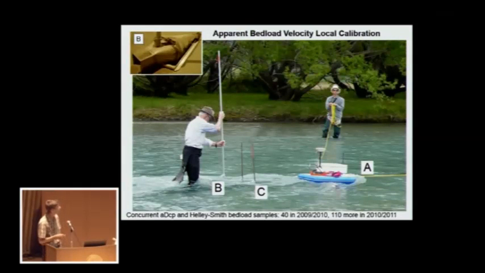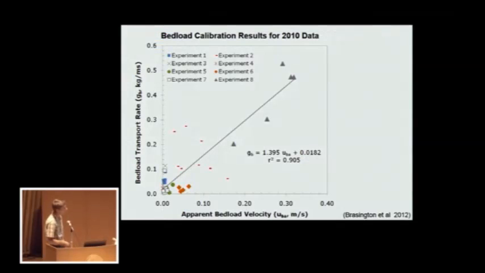So the first calibration effort, here's Murray with his Helly-Smith sampler. I'm holding on to an S5 River Surveyor, and in the first year we collected 40 samples. In the next year we collected 110. The first year of data yielded this calibration relation, and it was pretty interesting because the equation was actually the same as I got on the Fraser River for a gravel reach.